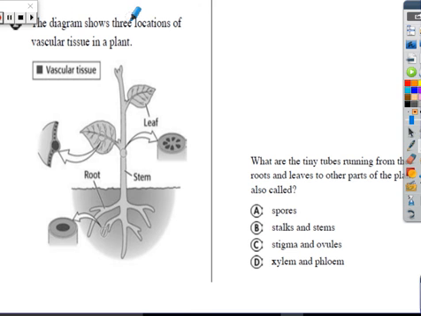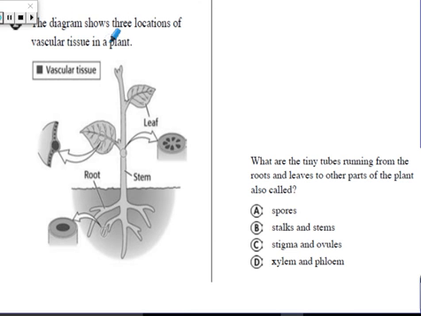The diagram shows 3 locations of vascular tissue in a plant. So they're saying there's on the leaf, on the stem, and the roots. What are the tiny tubes running from the roots and the leaves to other parts of the plant also called? Are they called spores, stalks and stems, stigma and ovaries, xylem and phloem?